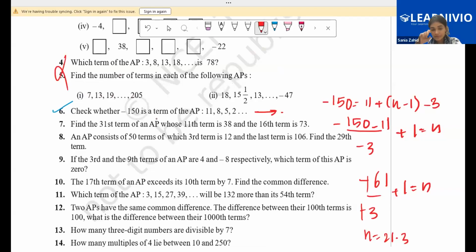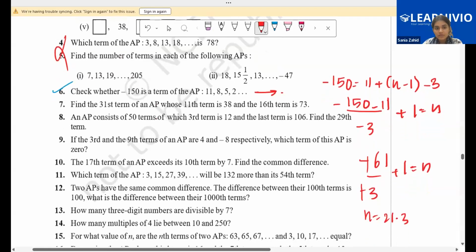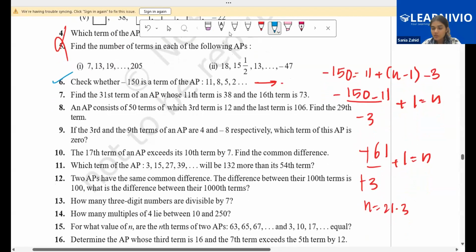Where did you make a mistake? I copied the AP one. Omer, you are making mistakes in almost every question now. Do the calculations properly and slowly.